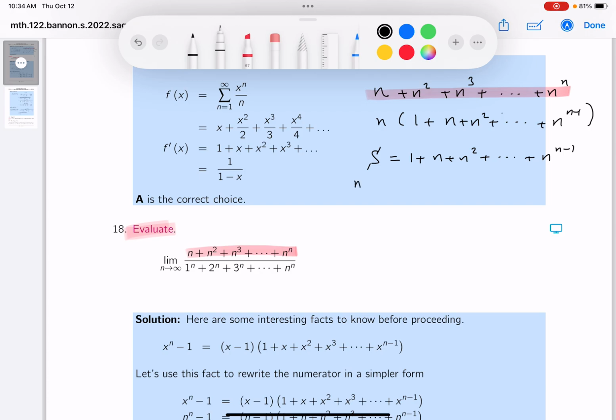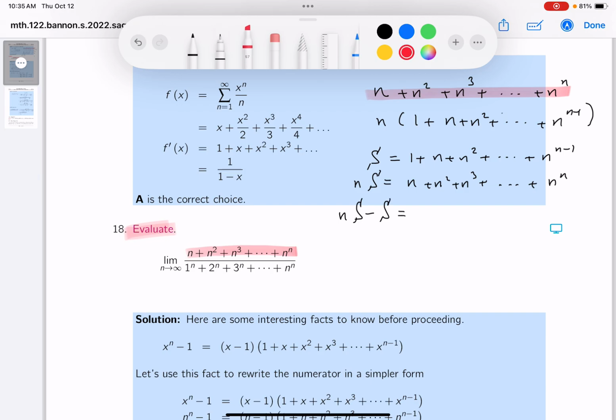Multiply both sides by n. And what do you get there? You would get n plus n squared plus n cubed plus yada, yada, yada, up to n to the n. That's not so bad. And then what do I do? I subtract. Let's say ns minus s. This should bring back memories of what you did in pre-calculus.